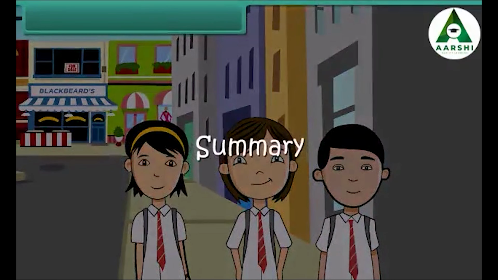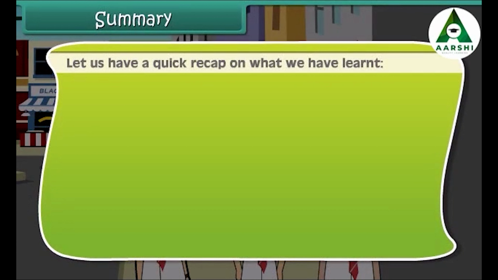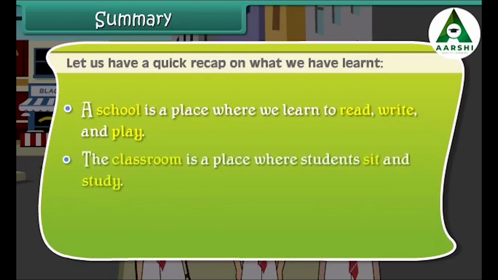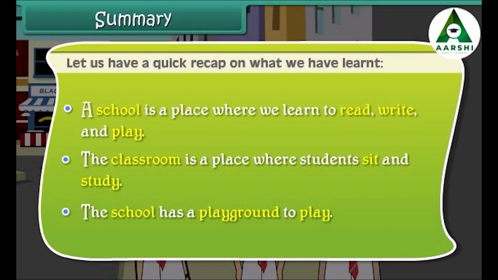Summary. Let us have a quick recap on what we have learned. A school is a place where we learn to read, write, and play. The classroom is a place where students sit and study. The school has a playground to play.